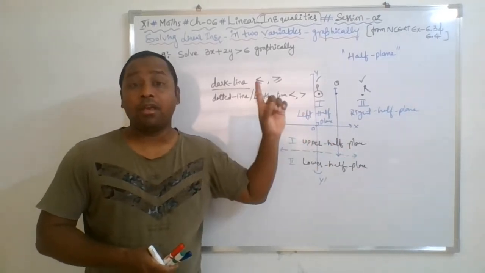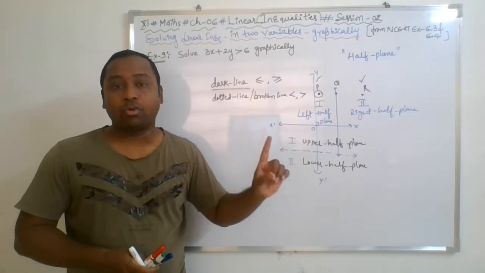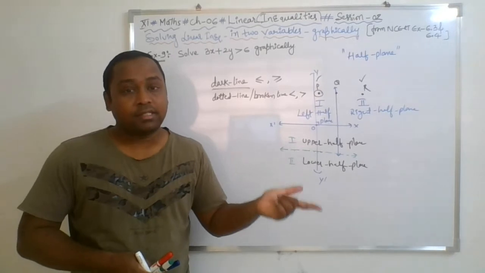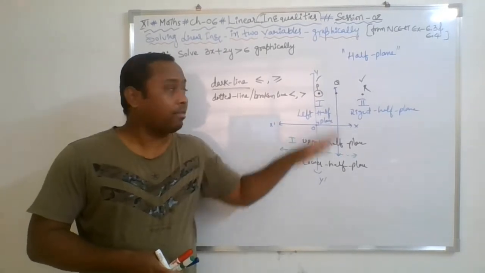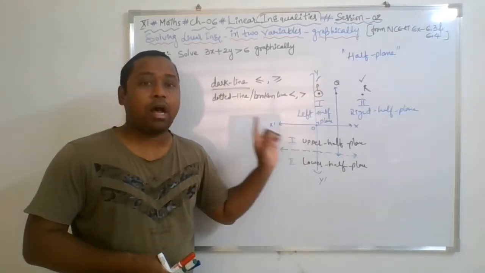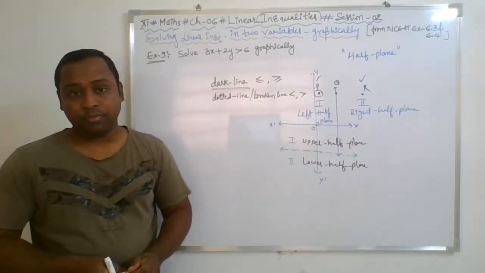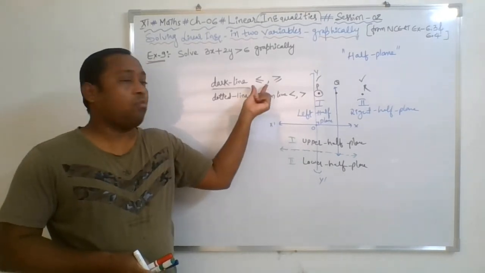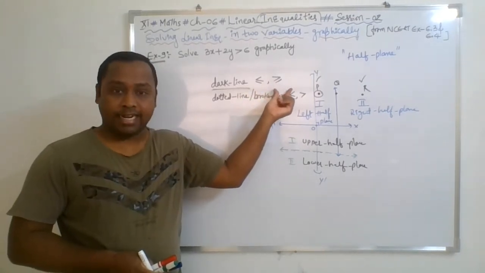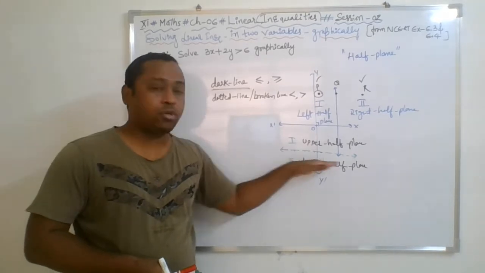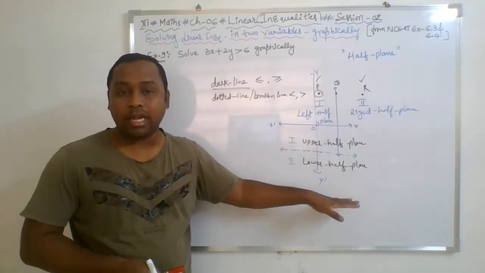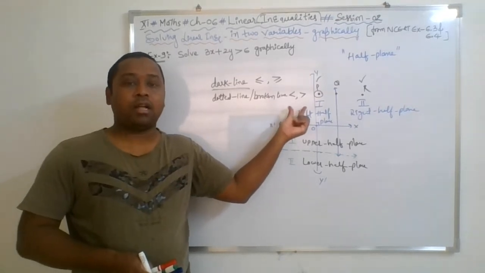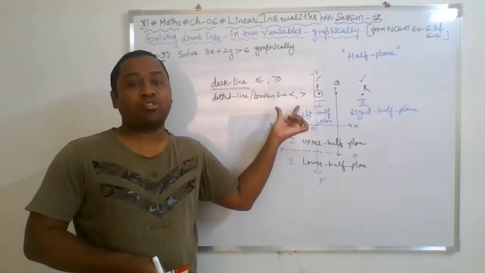Any one of the half planes will be the solution region for the given inequality, that we will decide later on. Second, either you are plotting the line as a darkened one or a dotted one. So you take the darkened one when it involves less than or equal to or greater than or equal to, and you draw the dotted line or broken line when the inequality involves purely less than or purely greater than, which we call strict inequality.